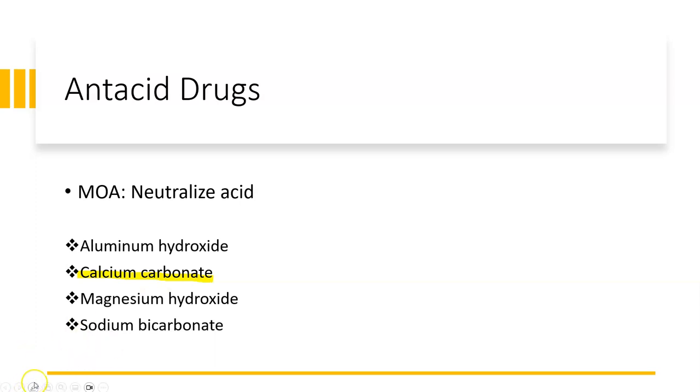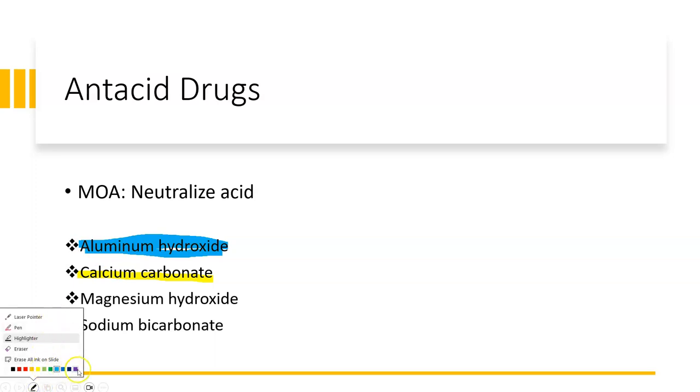Now, if an antacid has aluminum hydroxide, aluminum's a metal, right? We use it to strap things. It binds things up. So constipation is a side effect of aluminum hydroxide. And then kind of on the other end of the spectrum, we have magnesium hydroxide, which actually is also a laxative. So if people use too much of that, they might end up having diarrhea.